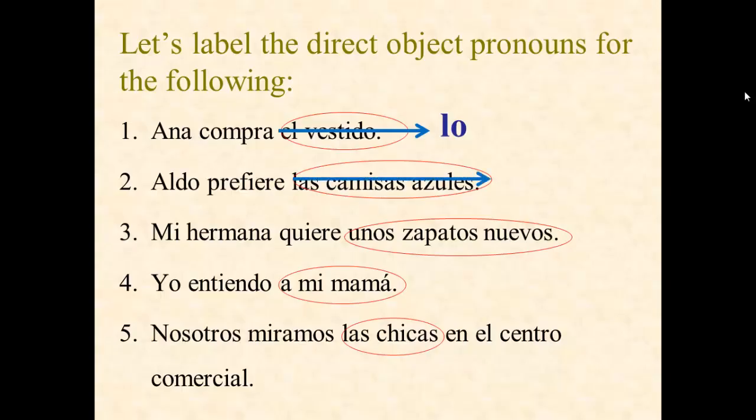Aldo prefiere las camisas azules. Las camisas azules is now las because it is feminine and plural. So them. He prefers them. Mi hermana quiere unos zapatos nuevos. Unos zapatos nuevos now turns to los because it's them, because it's masculine and it's plural.